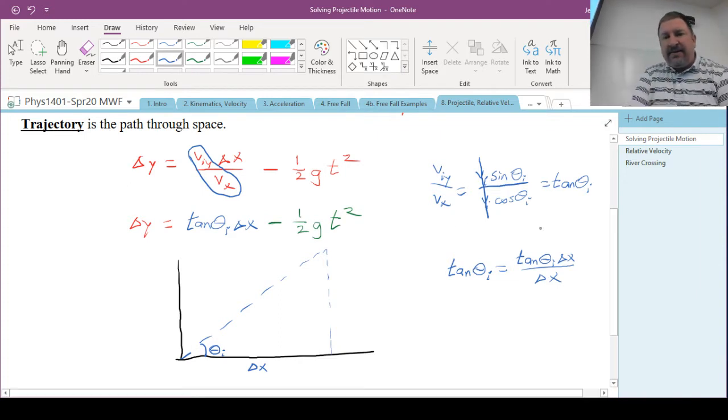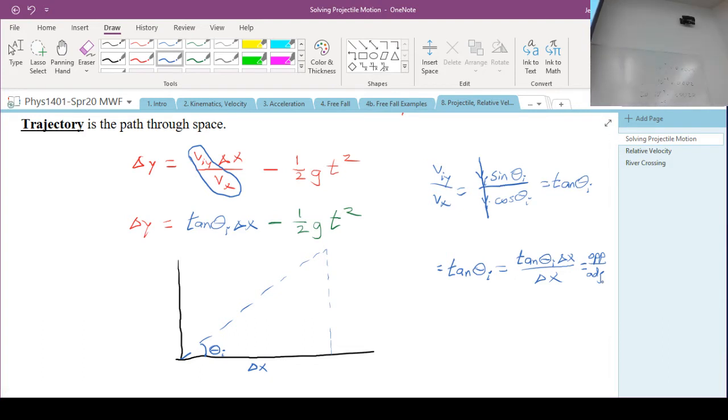But tan theta is supposed to be opposite over adjacent. So that means that for this triangle, if the adjacent side is the plane delta x, this height is the tan theta delta x product. That's the opposite side of that triangle. So literally, whatever delta x you pick, this diagonal line represents this blue term in the equation.